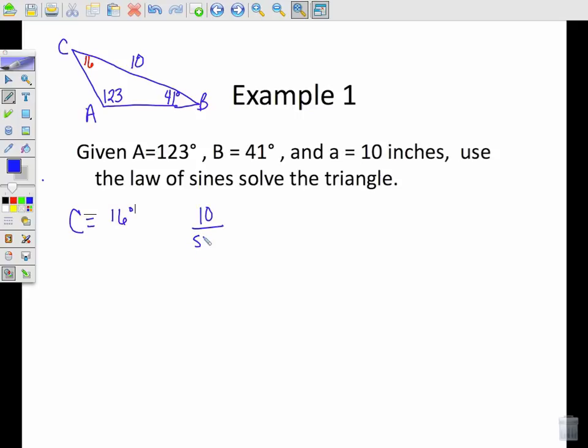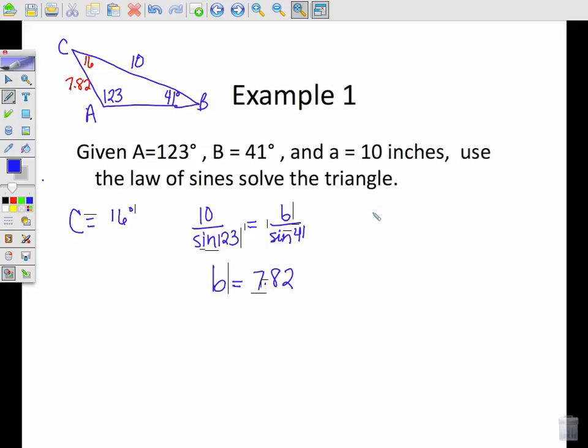So we do 10 over the sine of 123 equals b over the sine of 41. And you would cross multiply, divide, calculate that, and you will get a b value of 7.82. And finally, let's put that in there, 7.82.